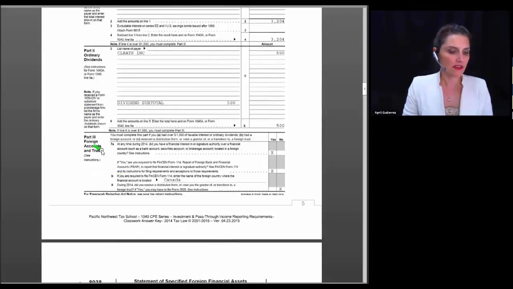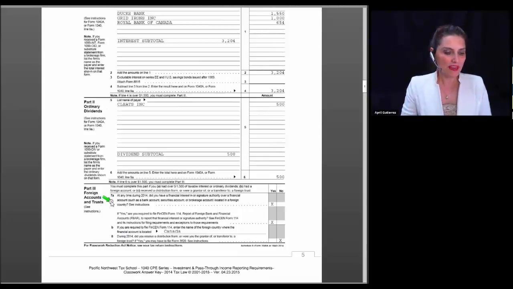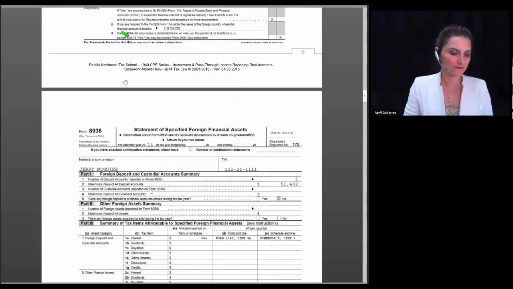And on Part 3 of his Schedule B, we show that he has ownership or control over a foreign financial account. He is required to file FBAR, yes. The country in which that account is located is Canada, so we've typed in Canada.